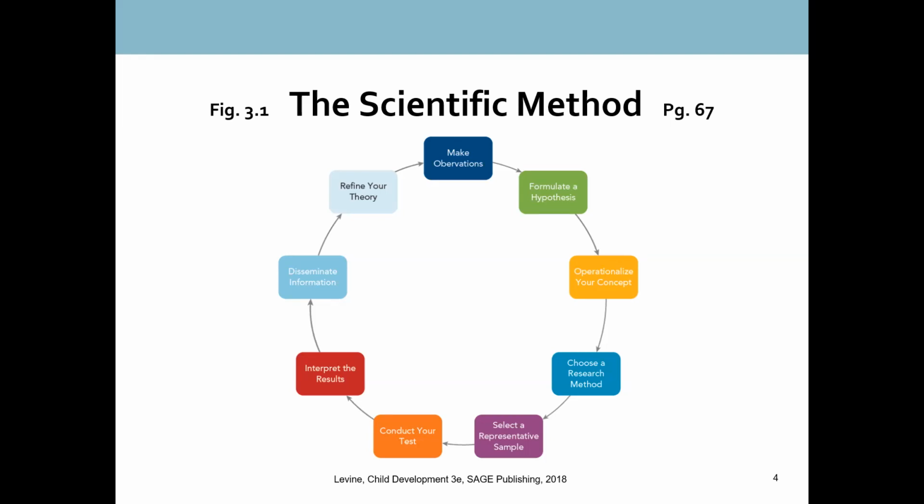In the scientific method, let's just start at the top there, and you originally make some observations about a behavior, and you say, that's interesting. And you formulate a hypothesis about the behavior. So a hypothesis is basically a prediction, or you can think of it as a prediction or a question.